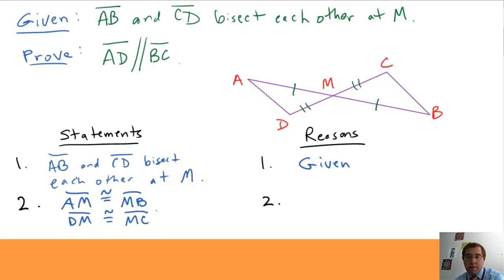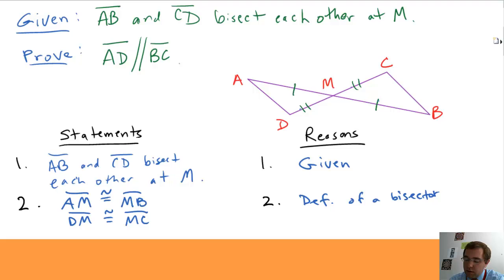I'm stating them together because they're both for the same reason, and that reason is definition of a bisector. Because those two segments bisect each other. They each cut each other into two congruent pieces. And now I've indicated those congruent pieces on my picture with those single hash marks for AM and MB, and double hash marks for DM and MC. Alright?